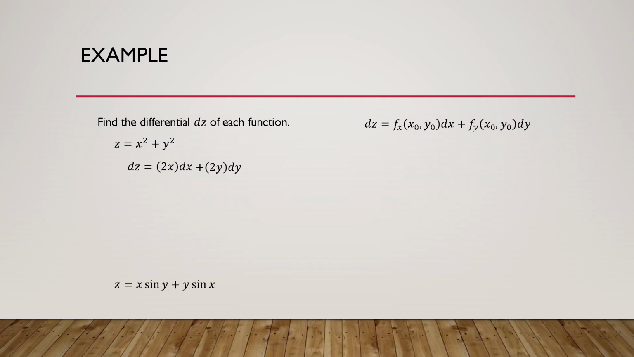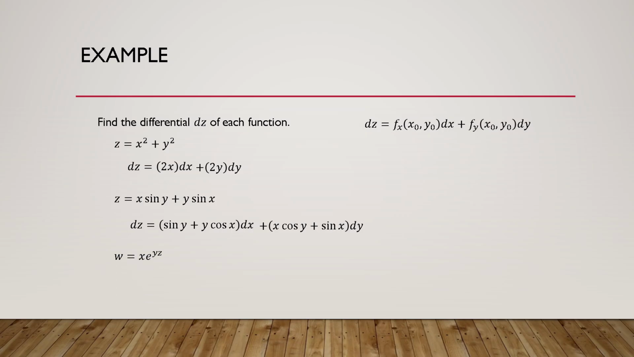In another example, z equals x sine y plus y sine x. For the partial derivative with respect to x, we hold the y terms as constant to get dz equals (sine y plus y cosine x) dx. Then for the second term, the partial derivative with respect to y, we hold the x terms as constant to get plus (x cosine y plus sine x) dy.